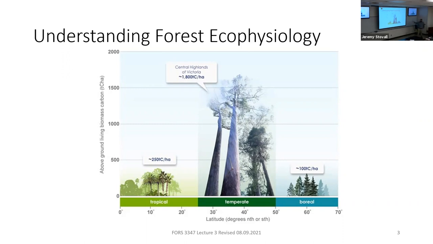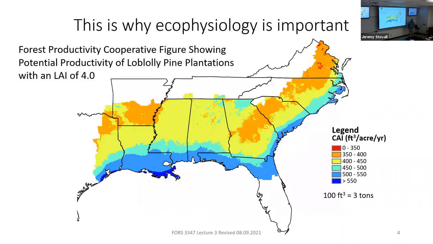So maybe not what we would expect, but if you start looking at all these pools and fluxes we're talking about today, they really do explain the forest productivity that we're going to see throughout the entire world and in the U.S. here. So to bring this a little closer to home, here's a map of the southern U.S. And what we're looking at, CAI, is current annual increment.